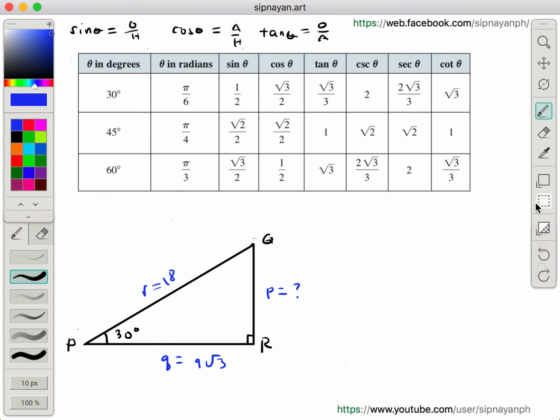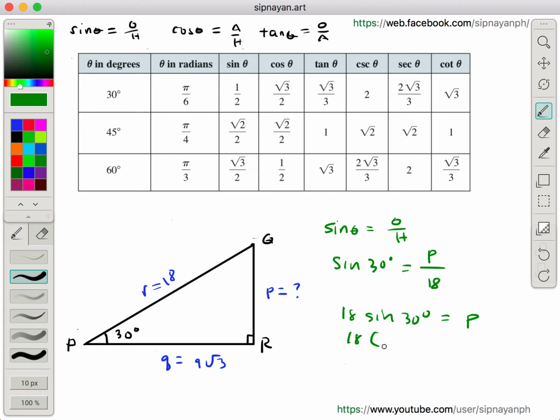This is sine, di ba? So, sine theta is equal to opposite over hypotenuse. Sine 30 degrees is equal to the opposite. What's the opposite side? Letter P. Over the hypotenuse, which is equal to 18. So, again, multiplying both sides by 18, we have 18 sine 30 degrees is equal to P.